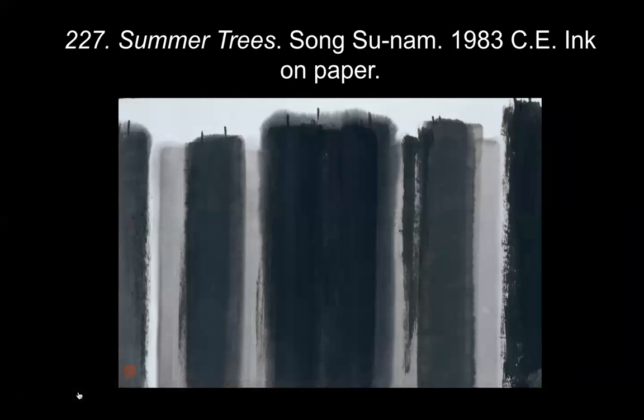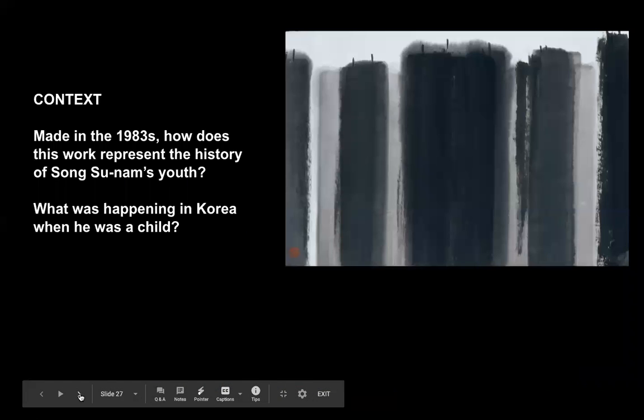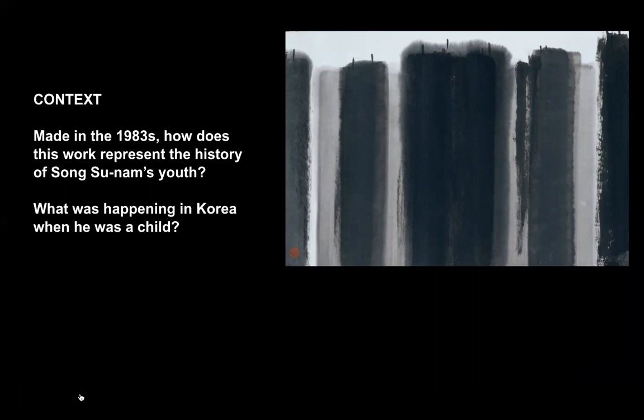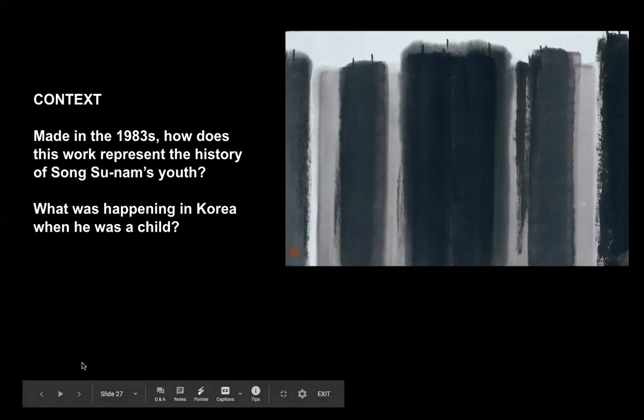The last piece we have from Korea is Summer Trees by Song Sunam. This is actually part of the Global Contemporary section. You can see that this is from 1983. However, Sunam's style is rooted in his Korean ancestry. So this was made in the 1980s. However, this work really represents the history of the actual artist. It represents his youth and what was happening in Korea. Right? So what was happening in, let's say, the 1950s, 60s in Korea?